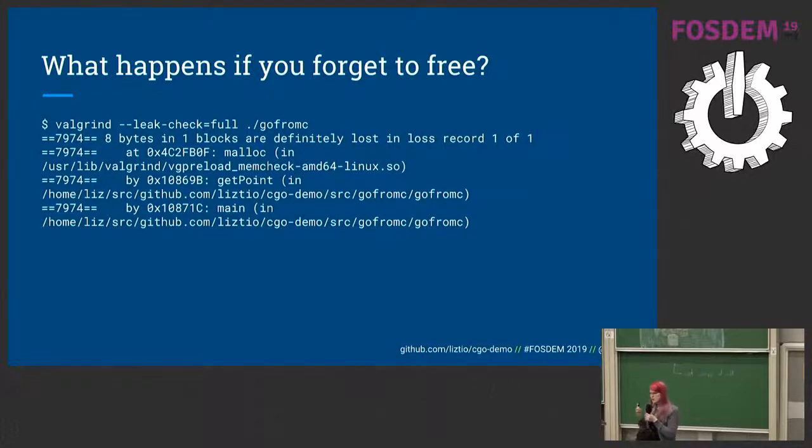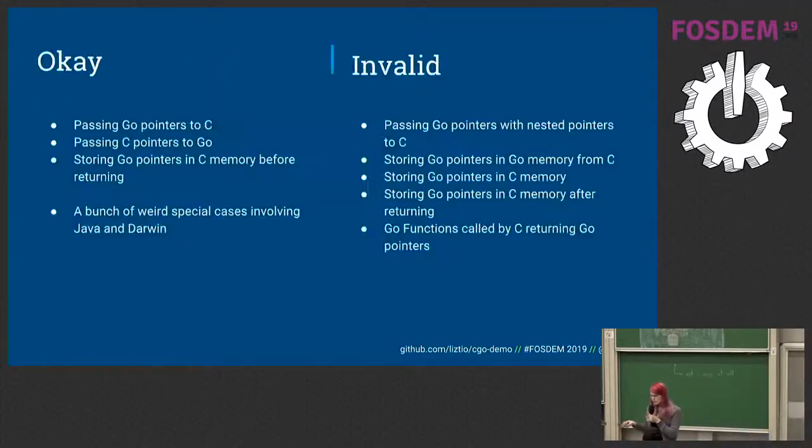Right. Very different approaches to pointers. Very different approaches to memory management. What happens when you need to pass things between those two? Some things are OK. If you pass a Go pointer to C and only use it while you are in the C code, that is fine. Same if you pass a C pointer to Go. If you only use it briefly, that's fine.